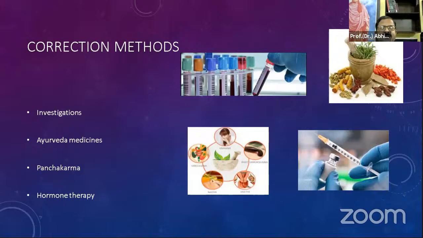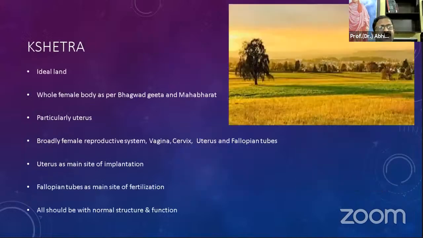There are so many investigations, there are so many Ayurveda medicines which are needed. There are so many Panchakarma treatments, and there is hormone therapy from modern science. So these things can help a lady to have a regular menstrual cycle if she is having any issues regarding conception. I will not again go into the treatment part and clinical part.